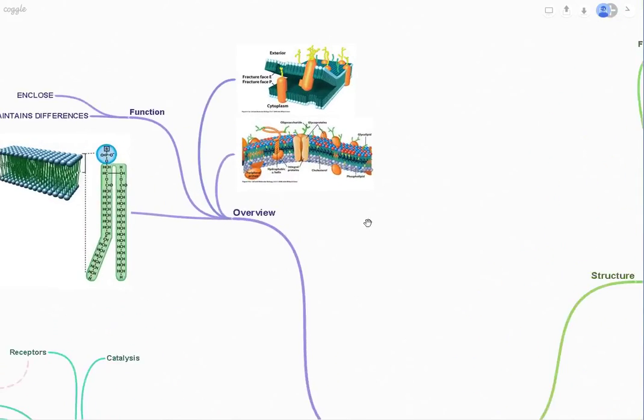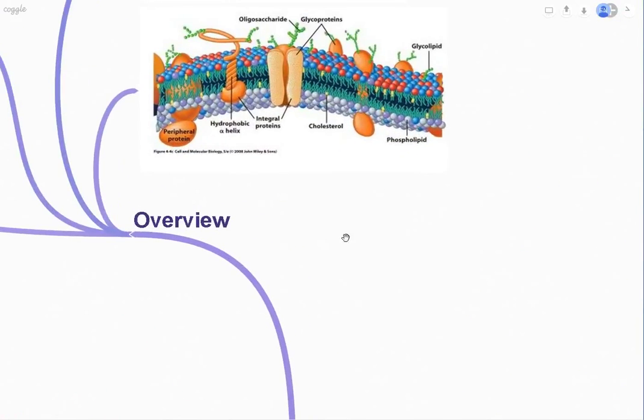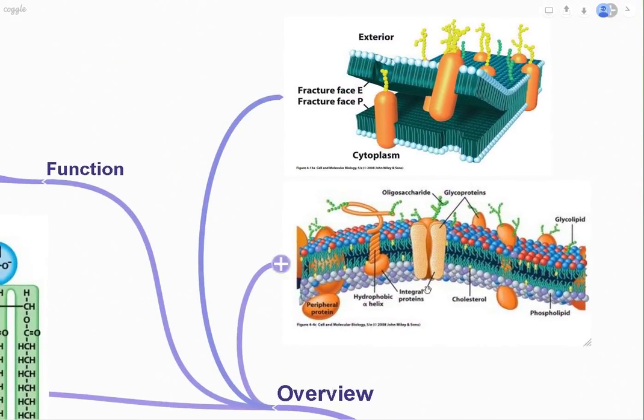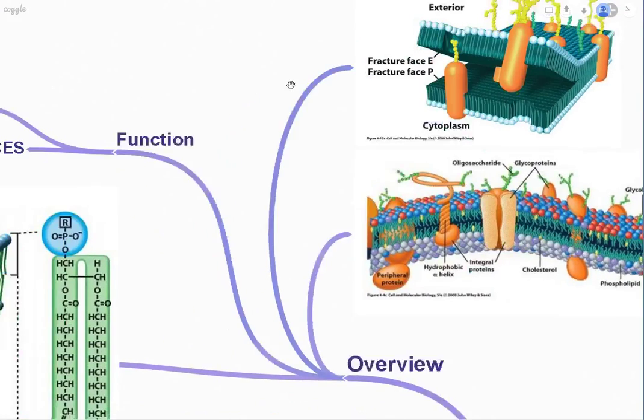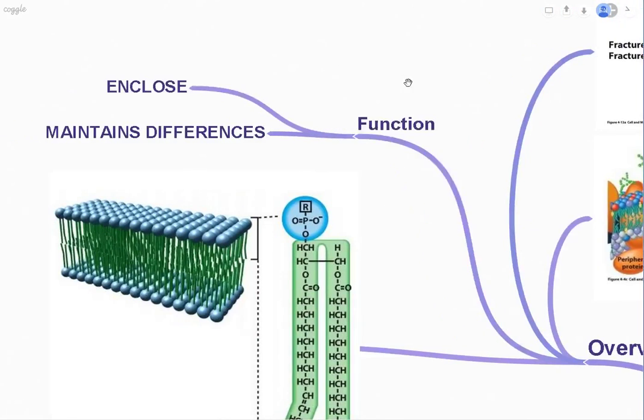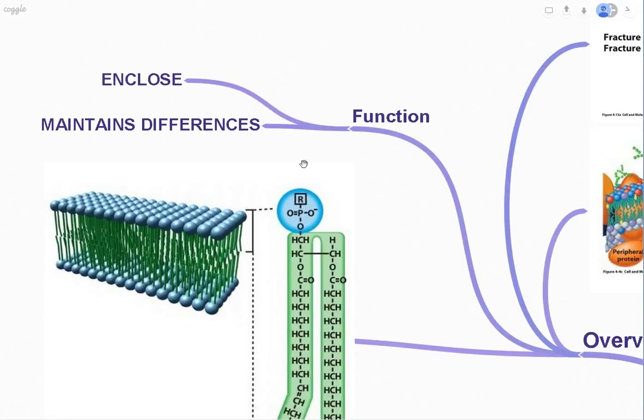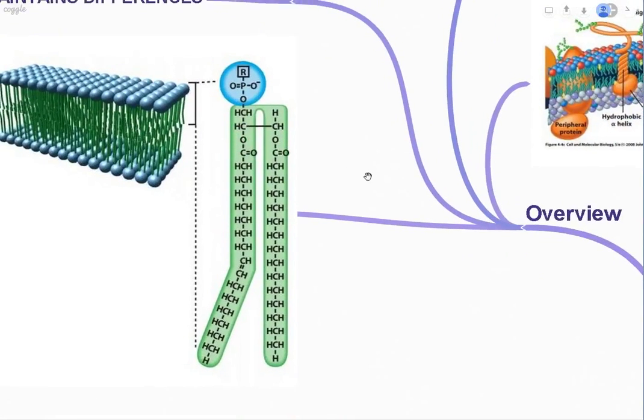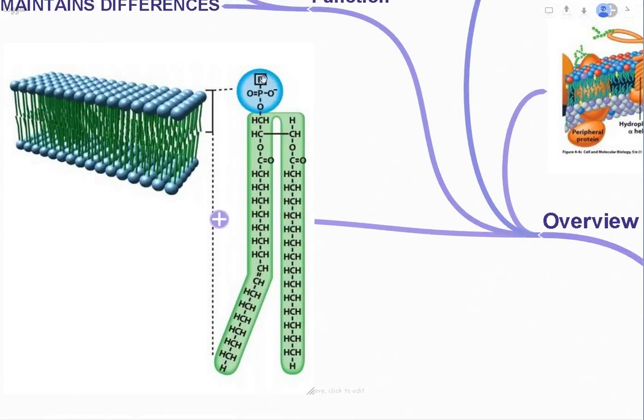So when we go over to the overview, it is a phospholipid bilayer. Exterior and interior are different. You would say it's asymmetrical. And the functions of the plasma membrane are to enclose the cell and to maintain differences between the outer and inner. Notice that in the phospholipid, there is some variable R polar head.